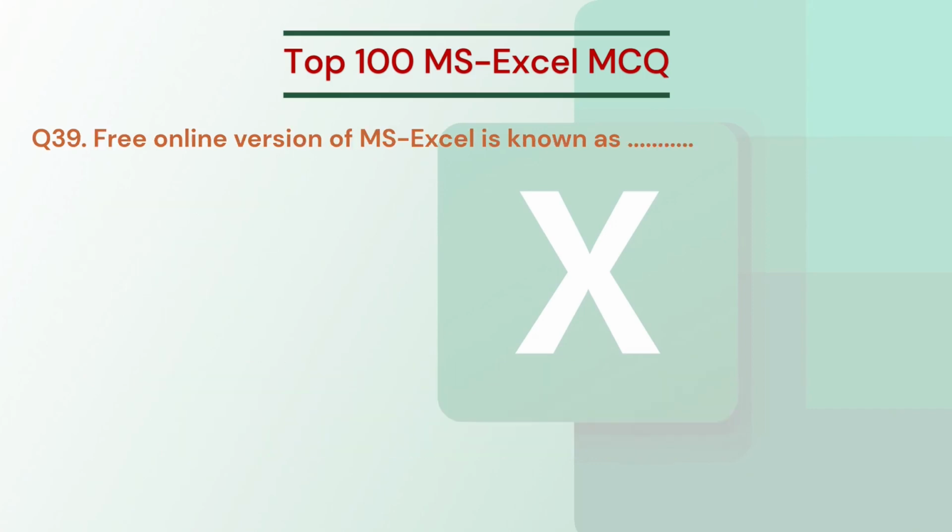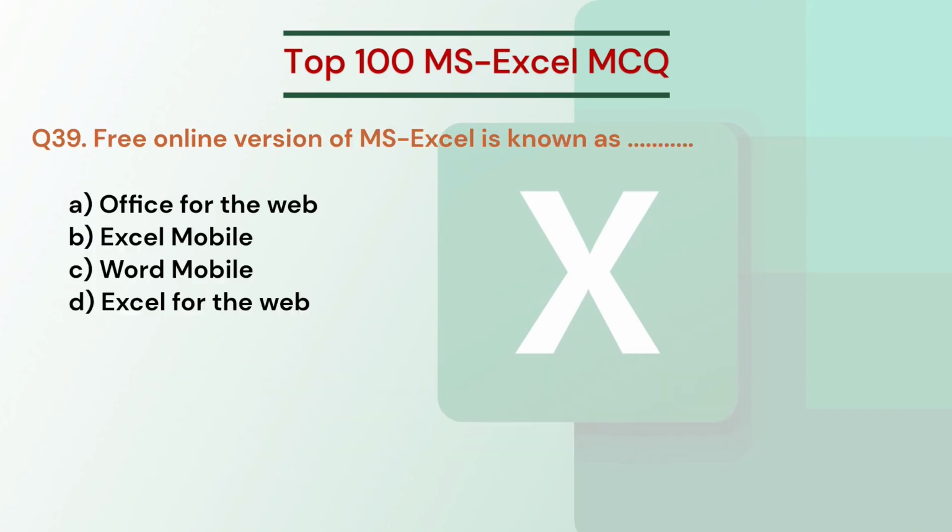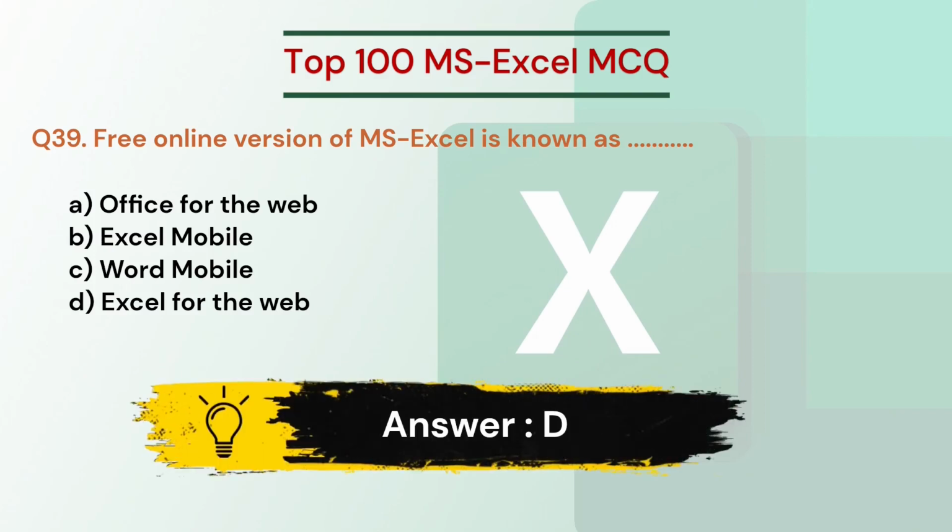Free online version of MS Excel is known as Dash. A. Office for the web. B. Excel Mobile. C. Word Mobile. D. Excel for the web. Correct answer is D. Excel for the web.